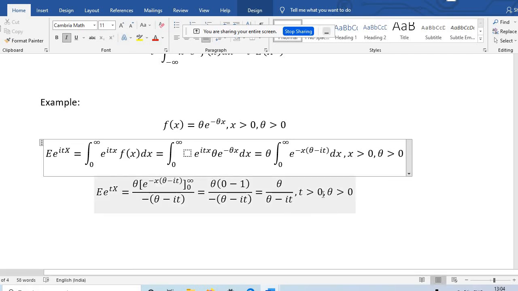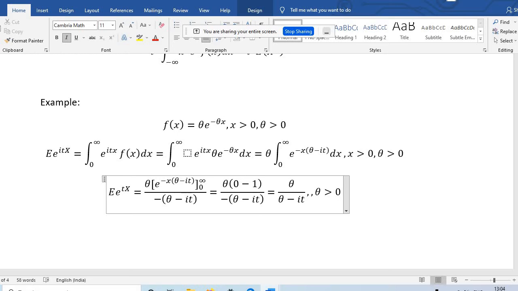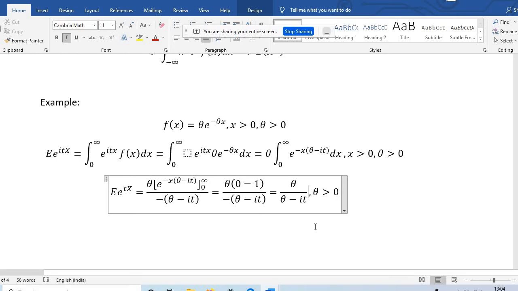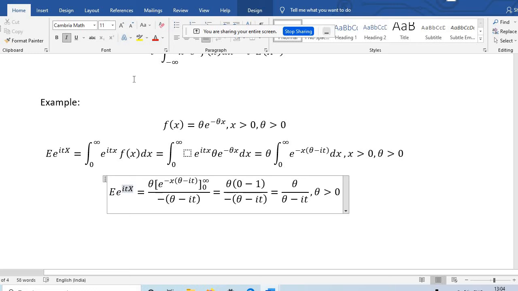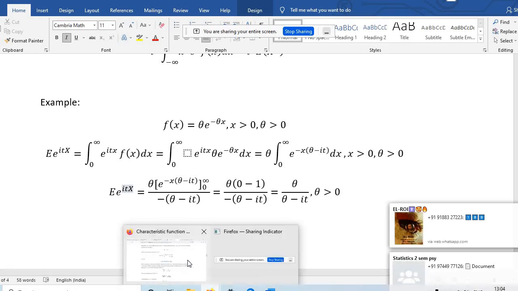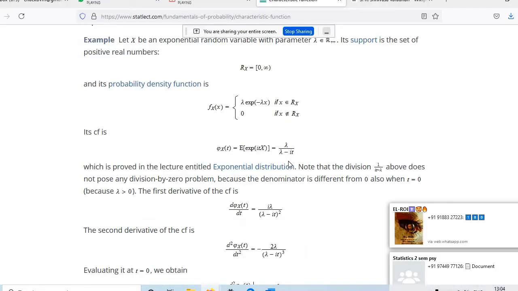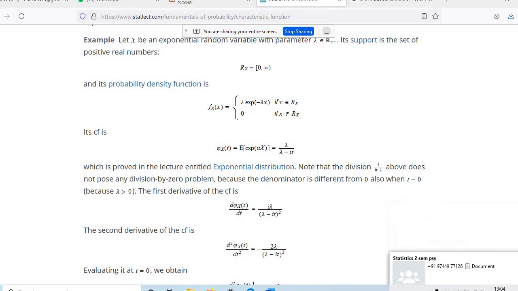t can be negative as well, no problem. No need to write t greater than 0. t can be any number between -∞ and ∞. So just use theta by theta minus it. This is the characteristic function of the exponential distribution. An example is given here. Here it is using lambda, so lambda by lambda minus it.